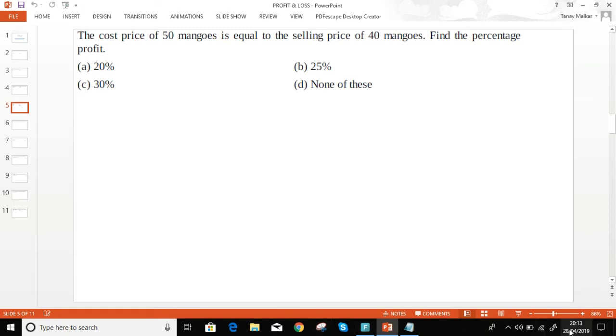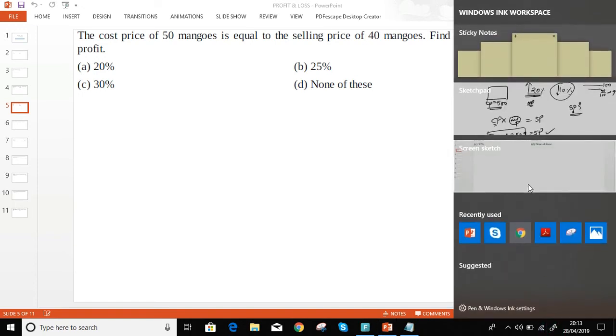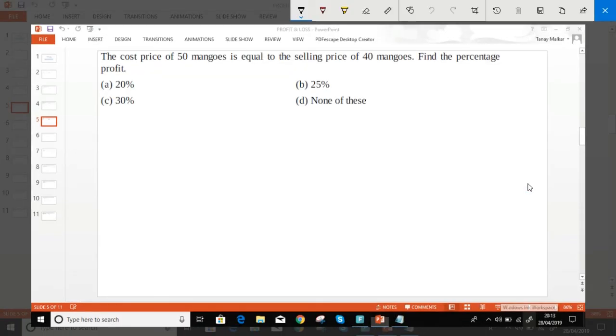Okay, so this is the type 2 question. Okay, we'll see how to solve this question. The question says the cost price of 50 mangoes is equal to the selling price of 40 mangoes. Find the percentage profit. Now such questions you will get mostly in NMAT or SNAP or CET.